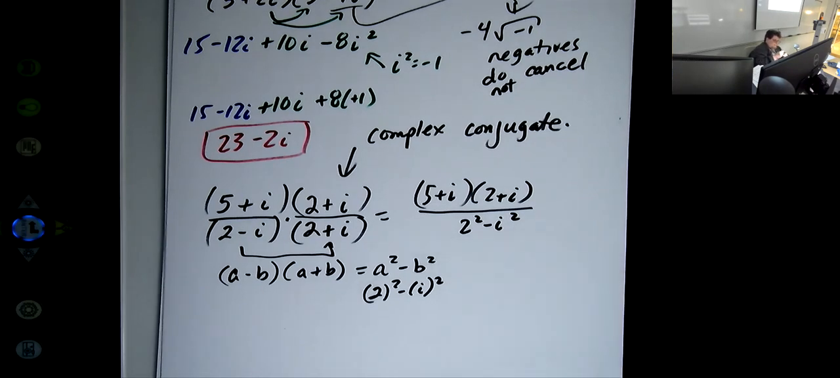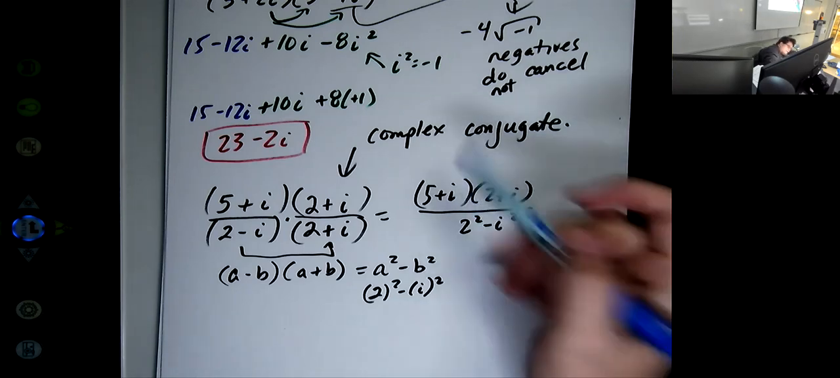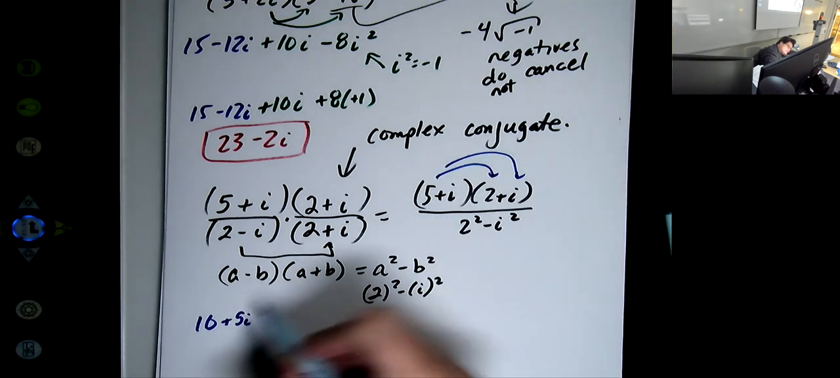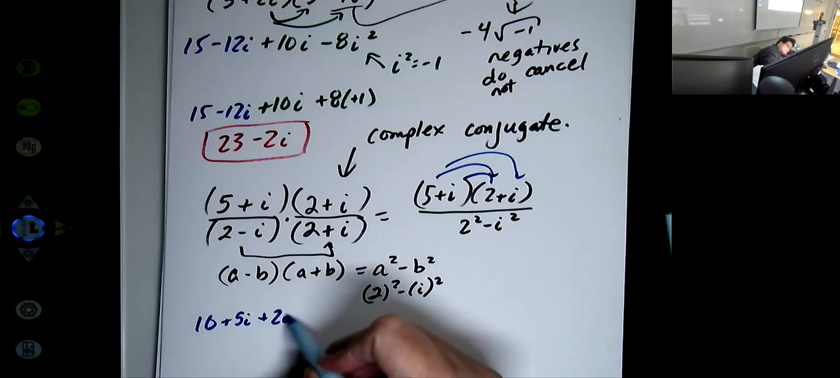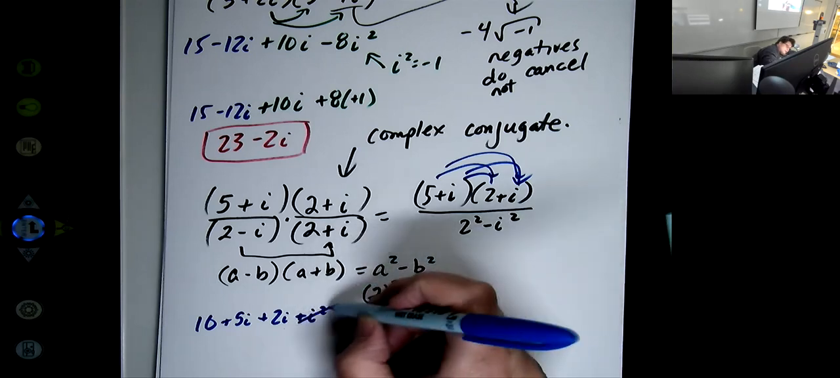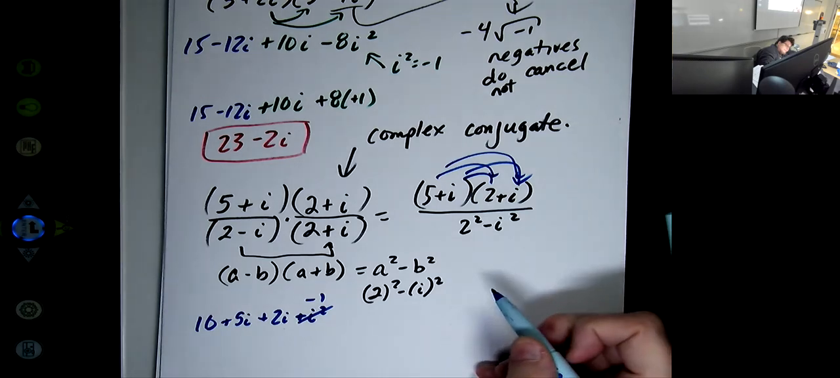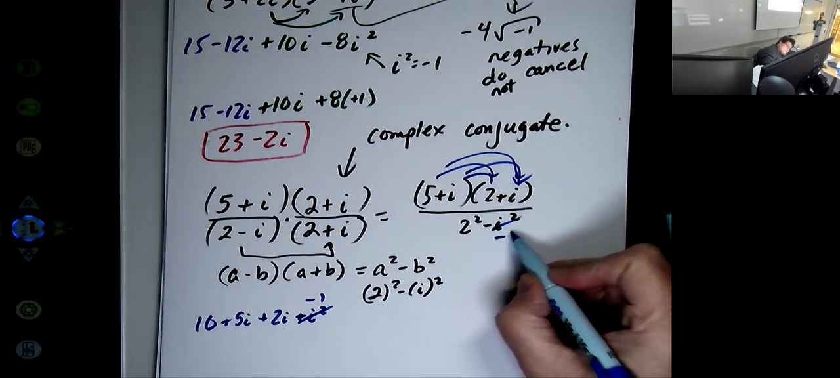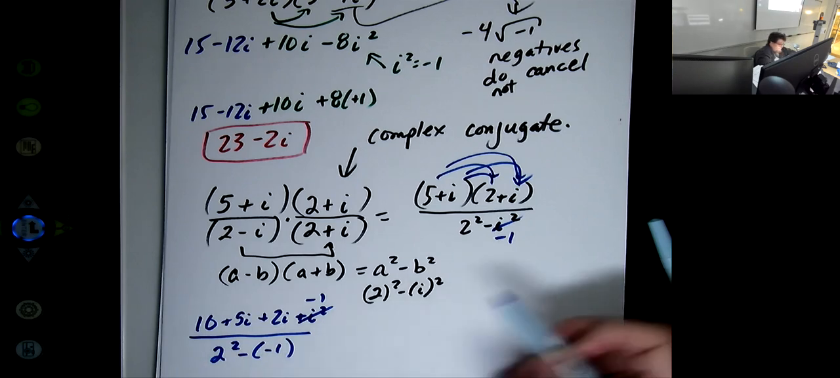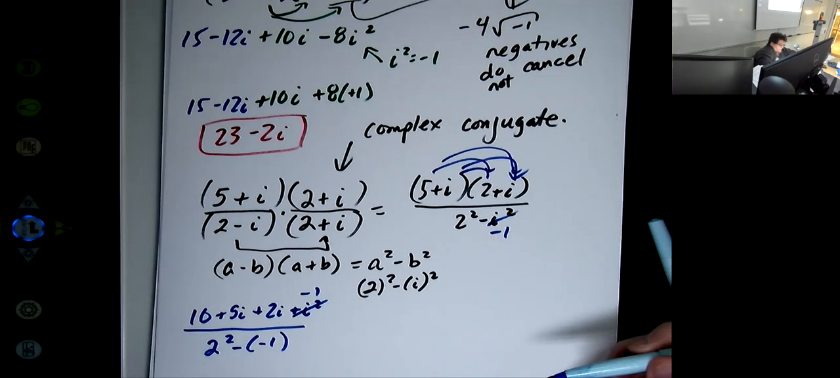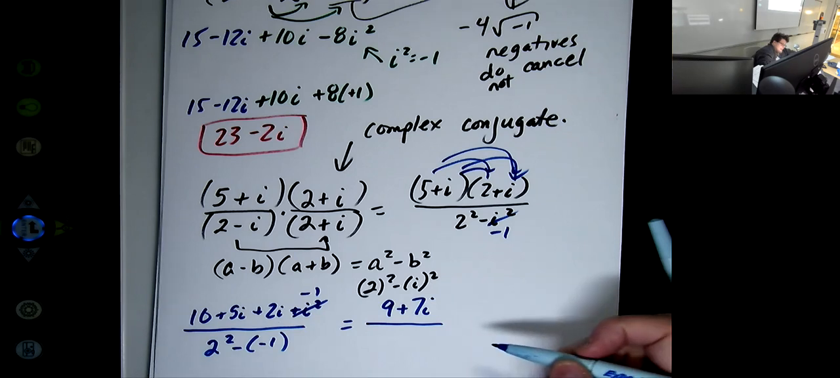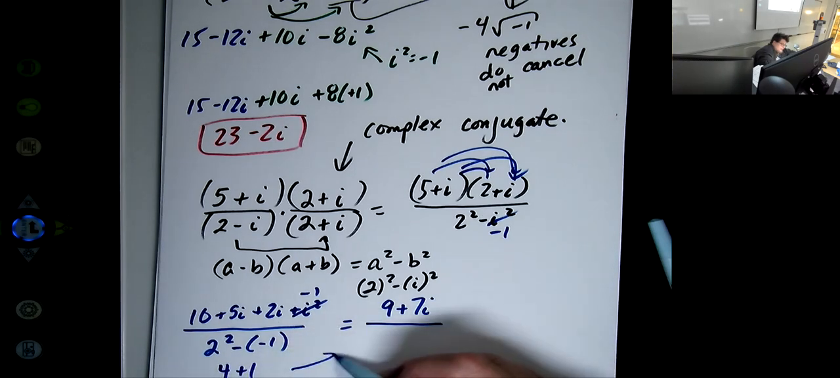If we clean up the top, 5 times 2 is 10. 5 times i is plus 5i. i times 2 is plus 2i. And i times i is plus i squared. And we know plus i squared is really the same thing as negative 1. And I'm going to put that down here for this i squared also. It's a negative 1. So the bottom is 2 squared minus negative 1. I'm left with 9 plus 7i on top. And 2 squared is 4 plus 1 is 5 on bottom.